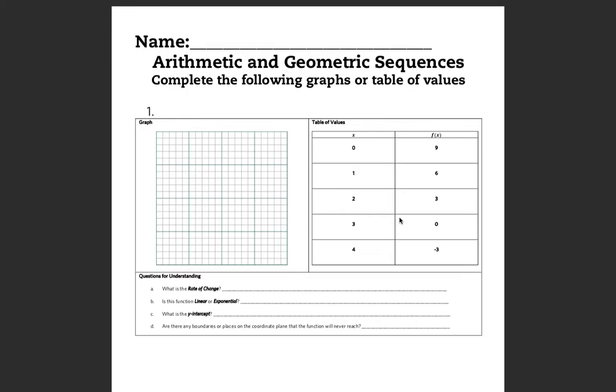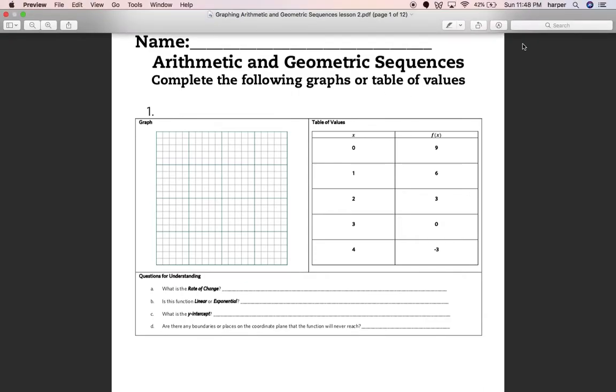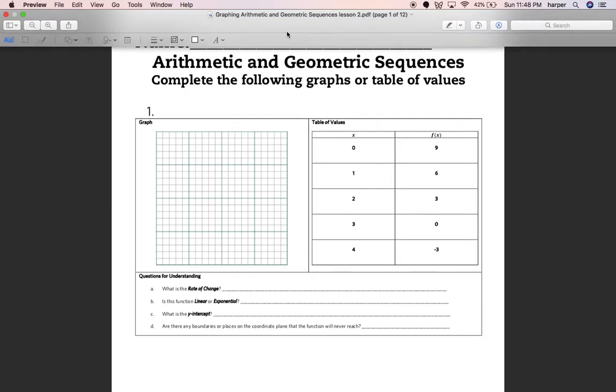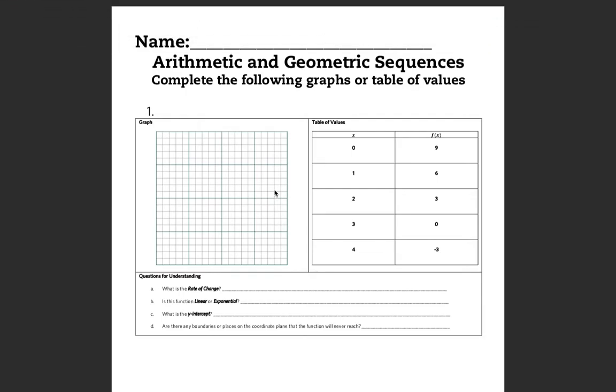And so now we're going to look at things differently. We're going to actually graph these sequences that we just looked at. So I hope that this is review, and I hope that if it's not, that I will be able to catch you up and give you a little refresher.